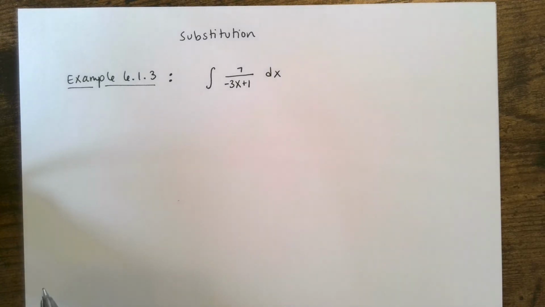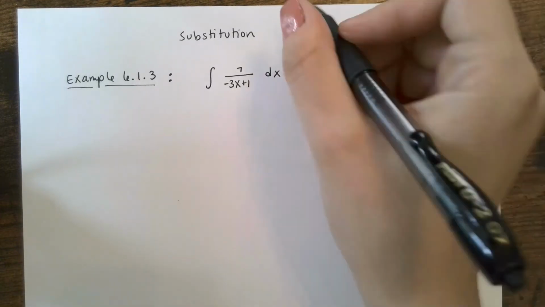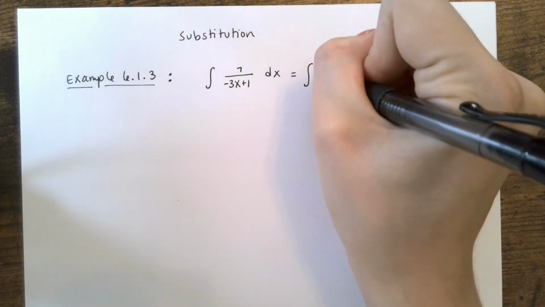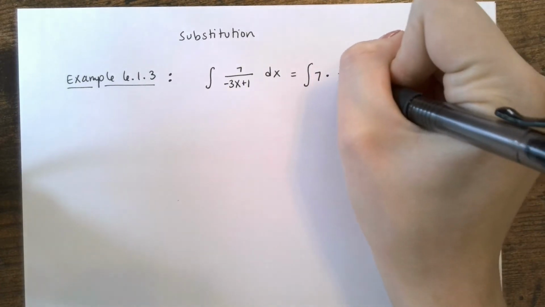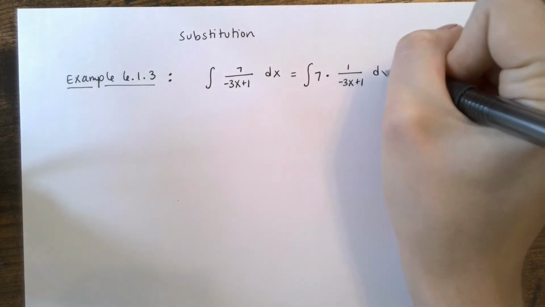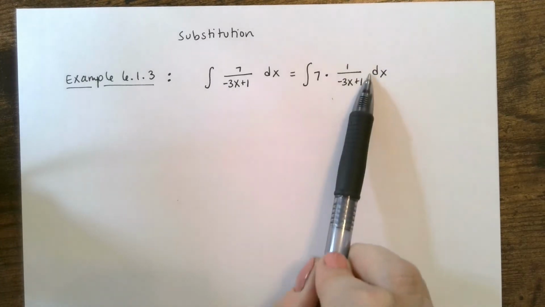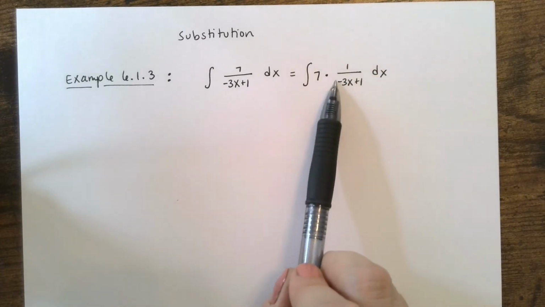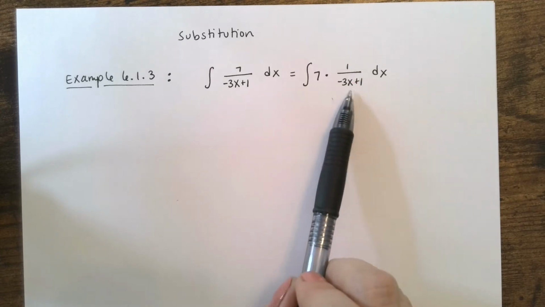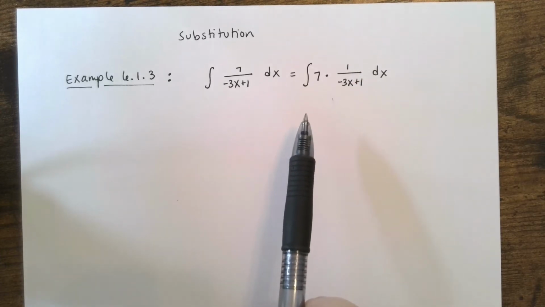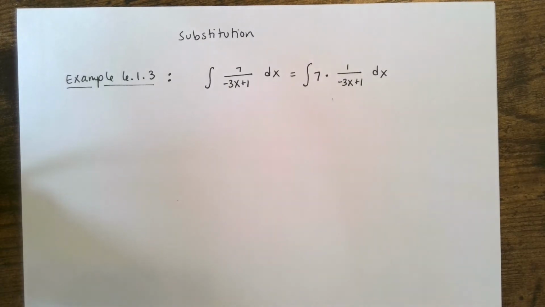What's important to notice here is it's kind of a weird arrangement, but if we shuffle that 7 out front, we would have 1 over negative 3x plus 1 dx. And what we have is an integral where, if this linear function, this negative 3x plus 1, was just an x, we'd have 1 over x, and we'd say, oh, well, I can integrate that to the natural log of the absolute value of x, and we'd be good to go. So what we have here is a linear function where x should be, or where we would like it to be. That's an indicator that a substitution is going to be successful here.